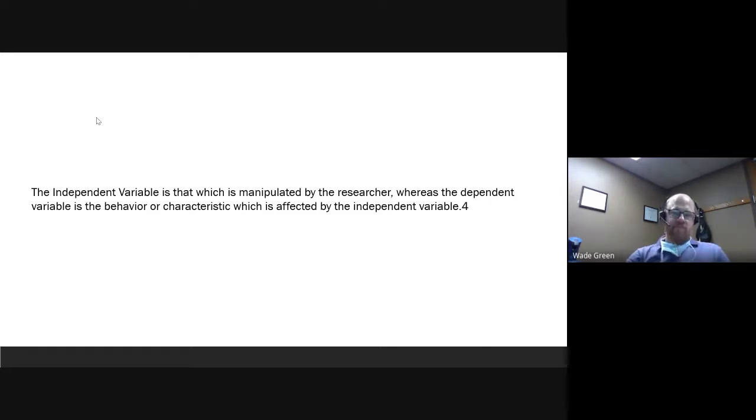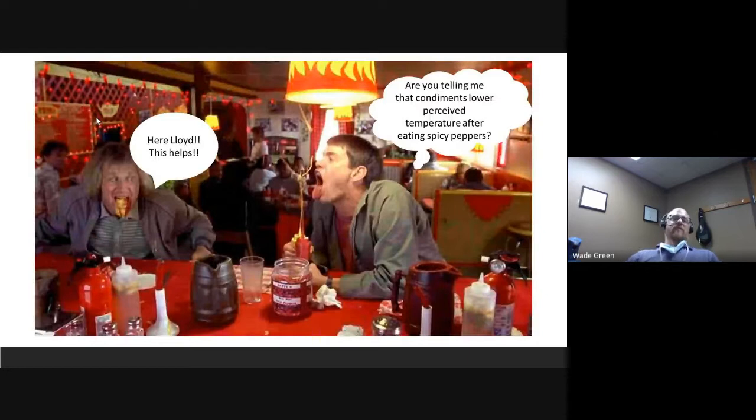So an example of this, once again, my favorite movie. I don't know if any of you have seen this scene. This is where they're in a restaurant and eat a pepper, and in this scene, Harry passes Lloyd the ketchup and mustard because his tongue is on fire, right? And so in this case, the independent variable, the thing being manipulated, is the ketchup and mustard.